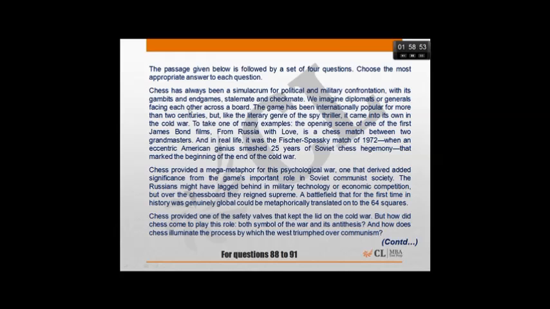Okay. Chess has always been a simulation for political and military confrontation, with its gambits and endgames, stalemates and checkmate. We imagine diplomats or generals facing each other across the board. The game has been internationally popular for more than two centuries, but like the literary genre of the spy thriller, it came into its own in the Cold War.